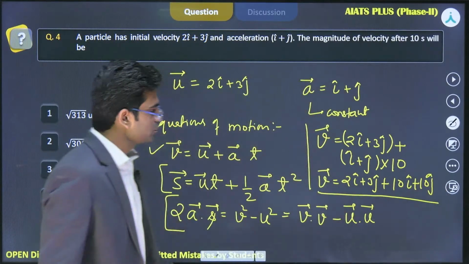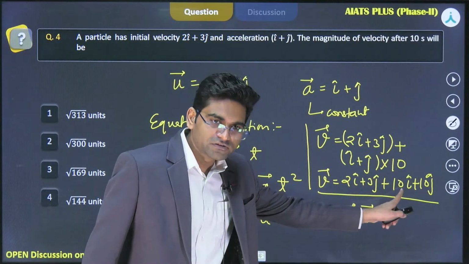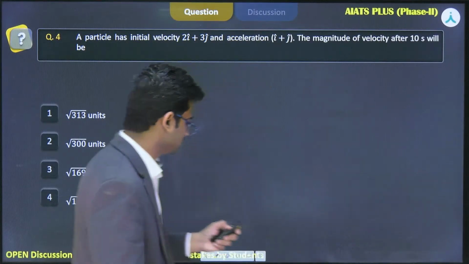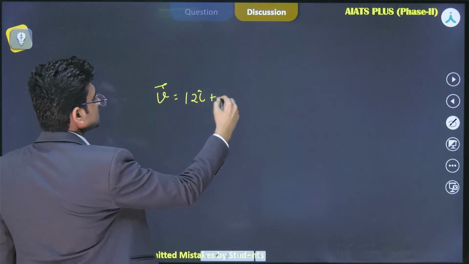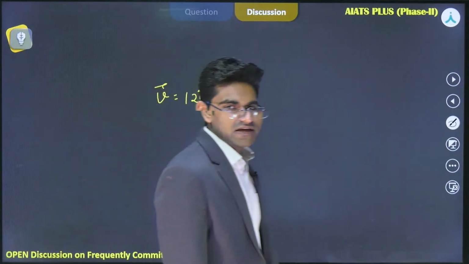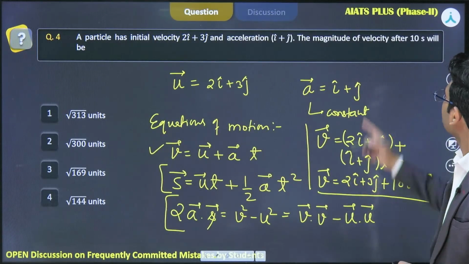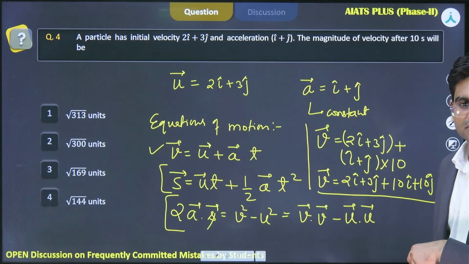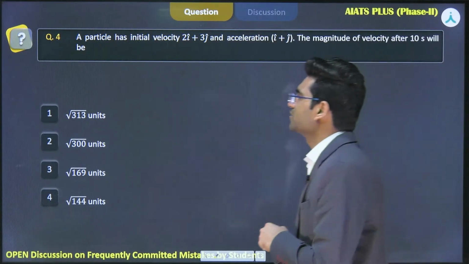So the final velocity will become 2 plus 10, that will be 12i cap, and 3 plus 10, that will be 13j cap. So the final velocity would be 12i cap plus 13j cap, right? Now, this is the final velocity vector, but as you can see in the question, we are asked about the magnitude of velocity after 10 seconds. So I have to calculate the final velocity and its magnitude also.